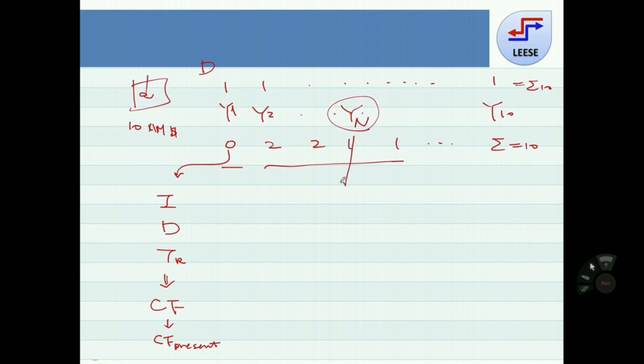For N years, we have the income for the N year, we have the depreciation for the N year, we have the tax rate for the N year. Then we can calculate the cash flow. Then the cash flow can be devalued and turned into the present value.